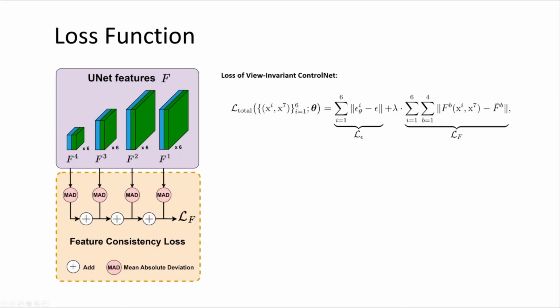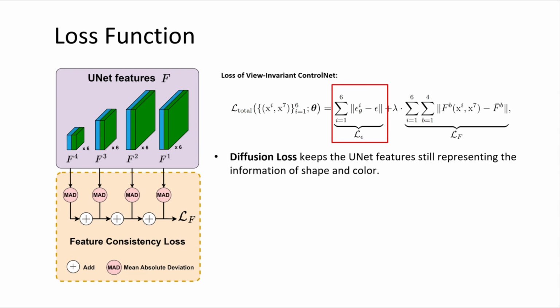For training the view invariant ControlNet, we have 2 loss functions. The first loss is the diffusion loss. We use the UNet to predict the noise of the 6 inputs. We aim to reduce image noise by predicting the noise. Diffusion loss can help our UNet features continuously learn the representation of the input data.